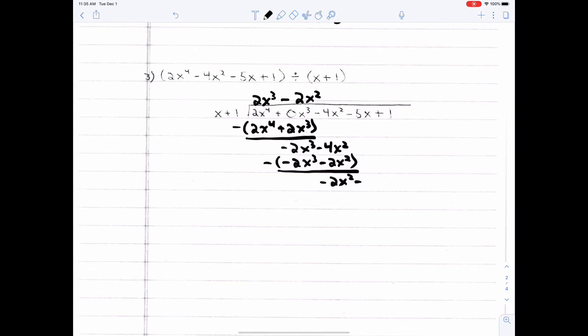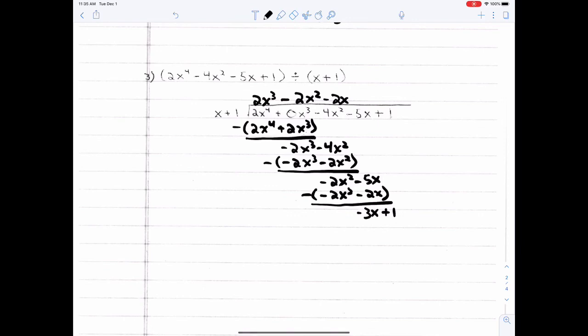Now we'll drop down the 5x, and we'll do it again. So what times x gives me negative 2x squared? A negative 2x. Then we'll multiply and subtract. So we're taking the negative 2x and multiplying it by the entire divisor, x plus 1. Negative 2x squared minus 2x. And now we'll subtract the whole quantity. The x squareds go away, and we have minus 3x, because it's negative 5x plus 2x, and then plus 1.